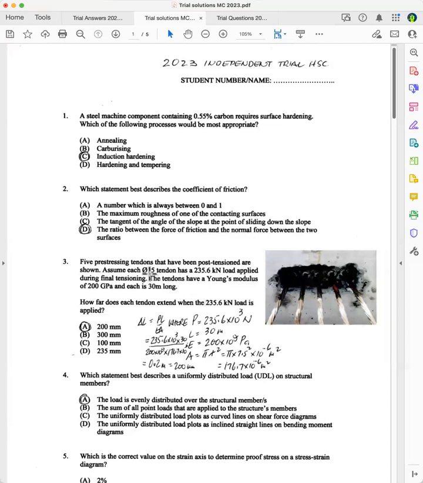So each tendon is 15 millimeters diameter, and it has to have the load that the engineer has determined for each of the tendons. And the tendons have a Young's modulus of 200 gigapascals, and they're 30 meters long. When you see Young's modulus given, you almost certainly have to use the PL over AE formula. So here's the formula.